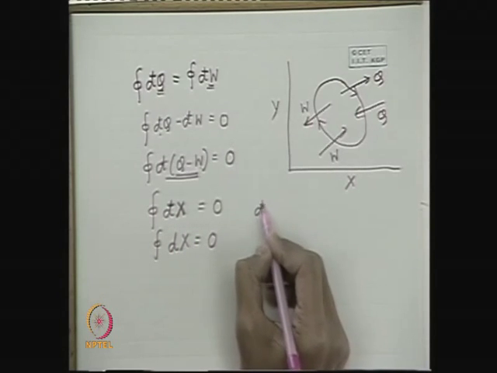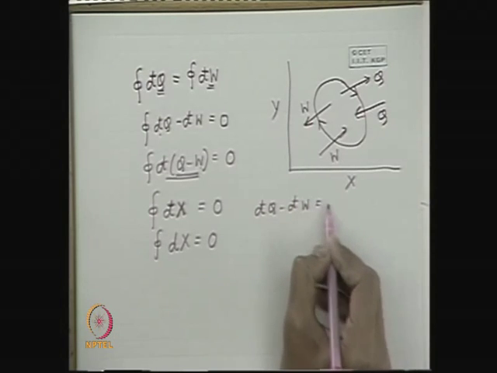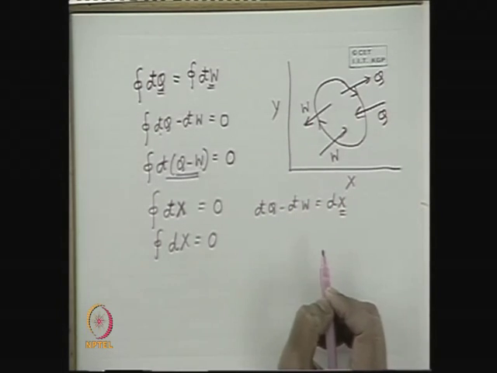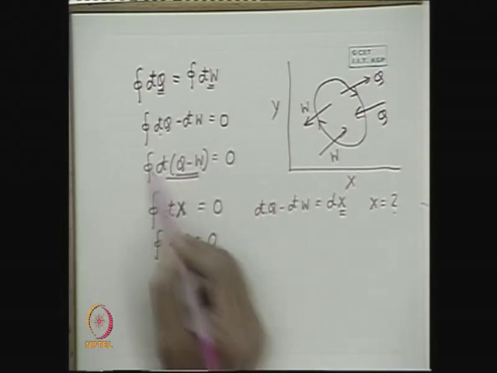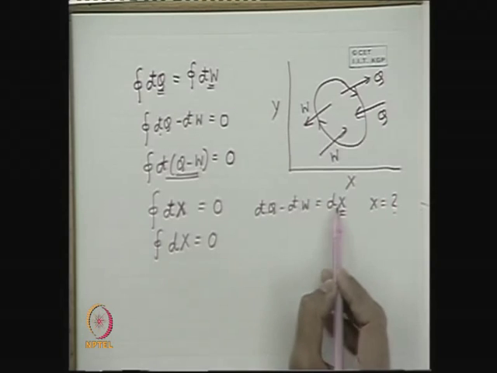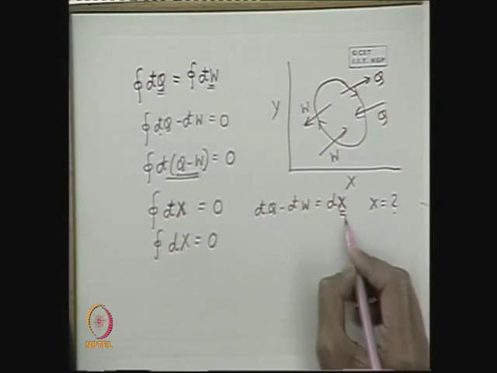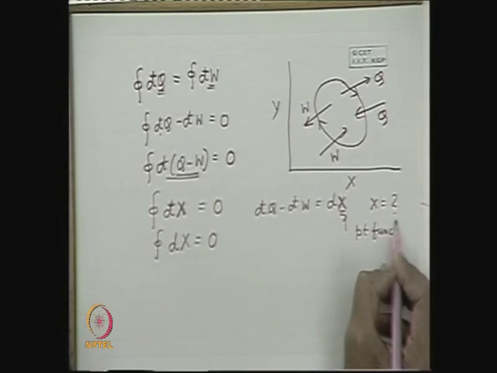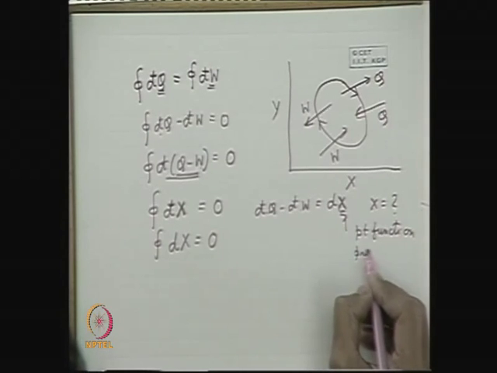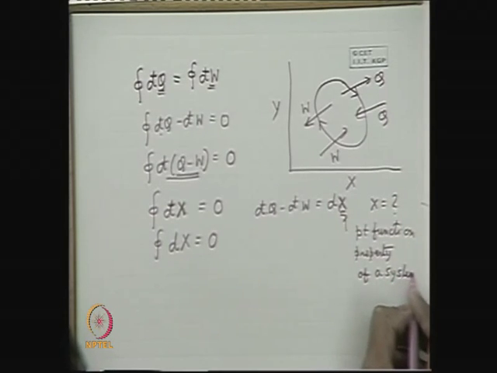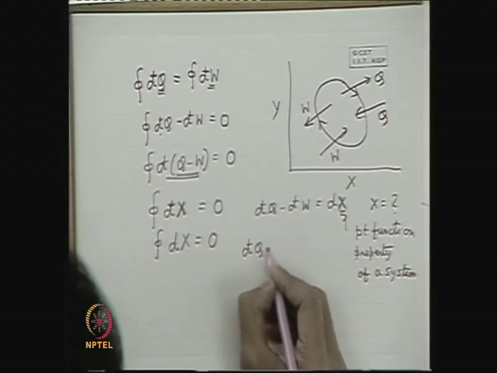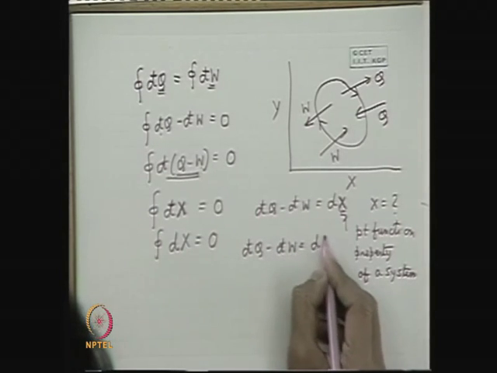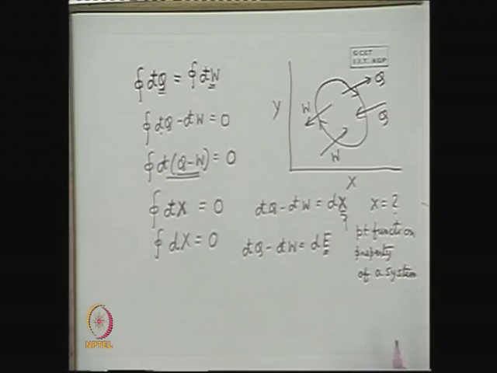So, therefore, we can write that d cut Q minus d cut W can be expressed as a perfect differential of a point function X. What is that X? This comes straight from the mathematical concept that this minus this over the cyclic integral is 0. That means dQ minus dW can be expressed as a change of a point function, where X is a point function and a property of a system. You know that any point function is known as a property of a system, and this way the birth of internal energy comes. So, this is the definition of internal energy. Therefore, we can write dQ minus dW as a change of a property, which is a point function, known as internal energy.